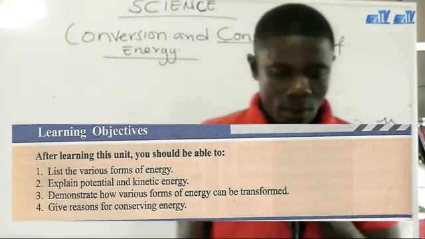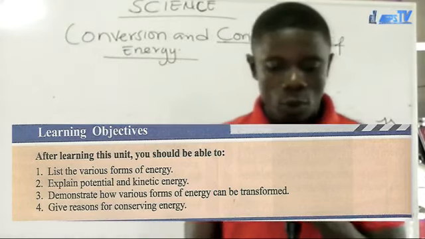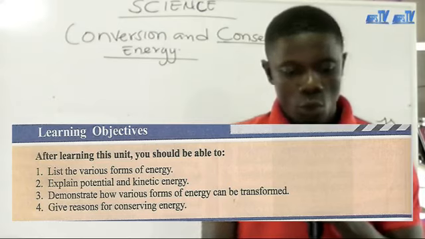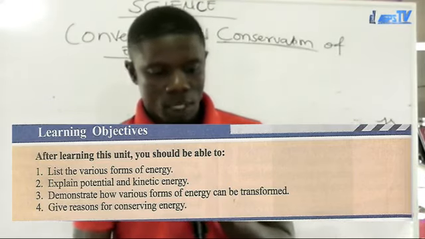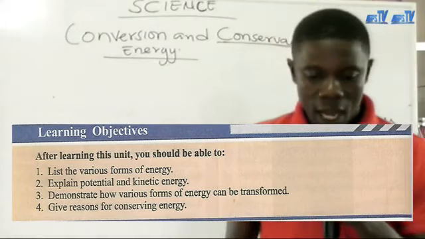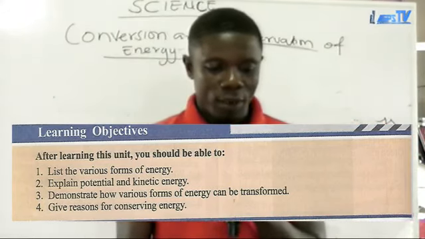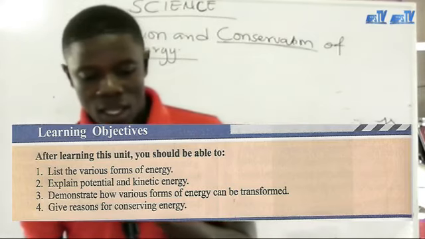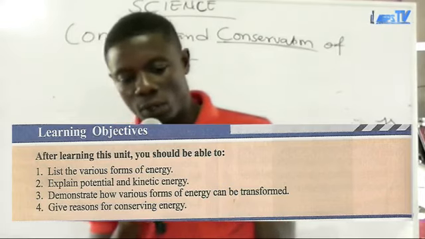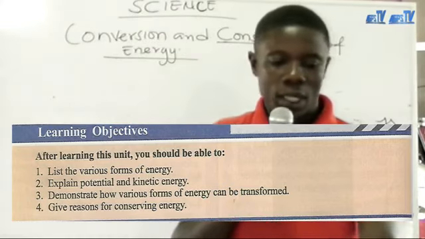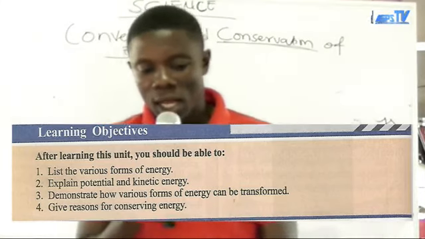After learning this unit, you should be able to: 1, list the various forms of energy; 2, explain potential and kinetic energy; 3, demonstrate how various forms of energy can be transformed; and 4, give reasons for conserving energy. It is very important because if they are going to set questions concerning this topic, they will base them on the learning objectives. So you have to understand them. We are going to take them one after the other.